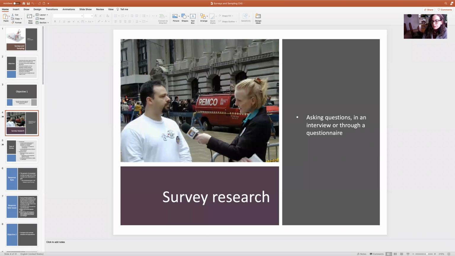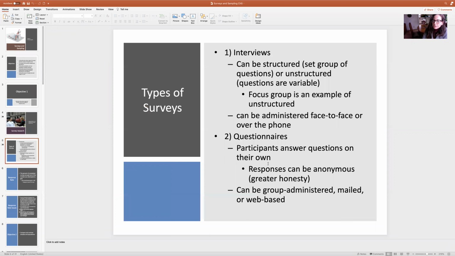So what is survey research? Survey research is just asking questions in an interview or through a questionnaire. So you can do it live or you can do it on paper. Either way is fine. Interviews can be structured, meaning that you have a set group of questions, or they can be unstructured, meaning that your questions change with different interviewers. A focus group is an example of an unstructured setting. So you kind of let people talk, you're not too strict about having this question or that question answered. That can be administered either face-to-face or over the phone.